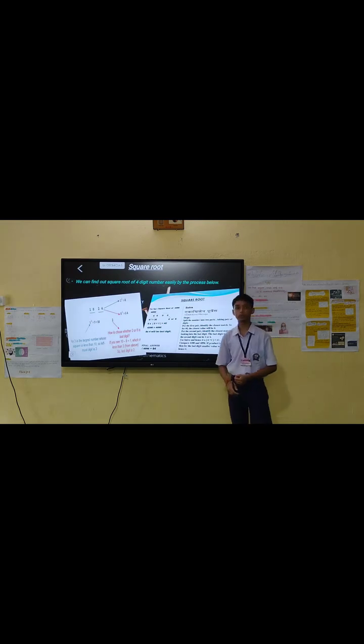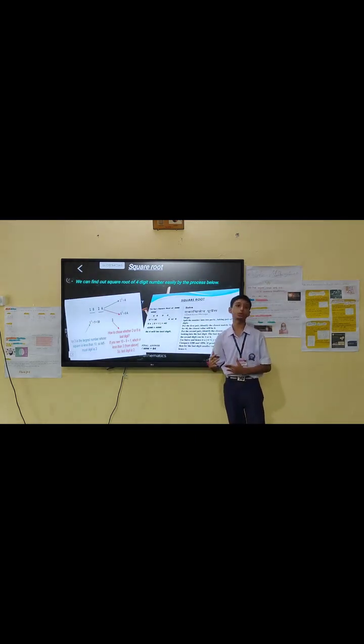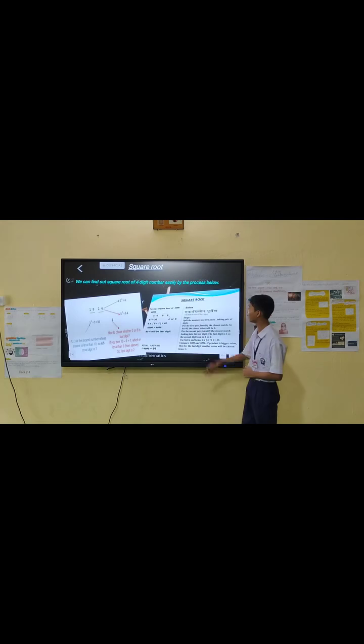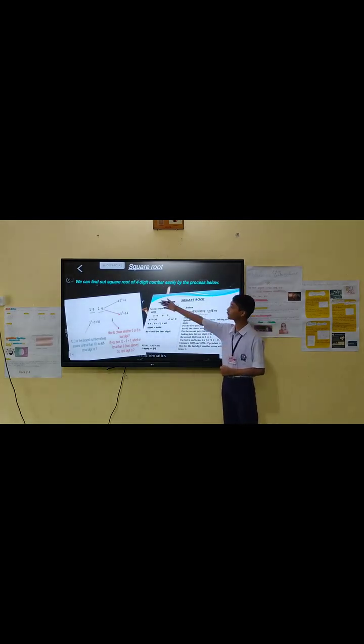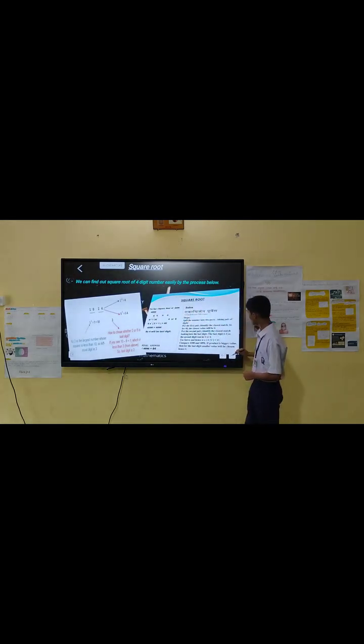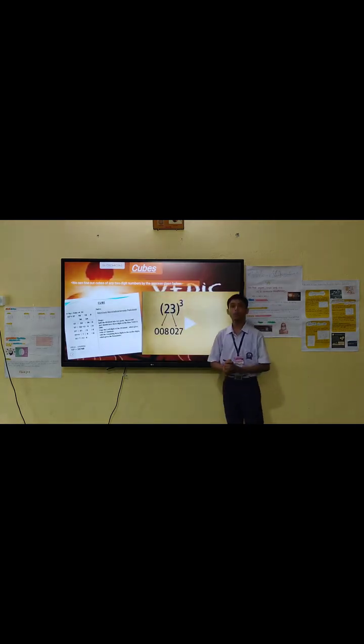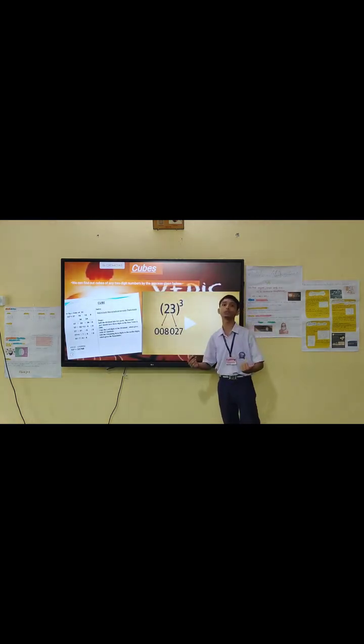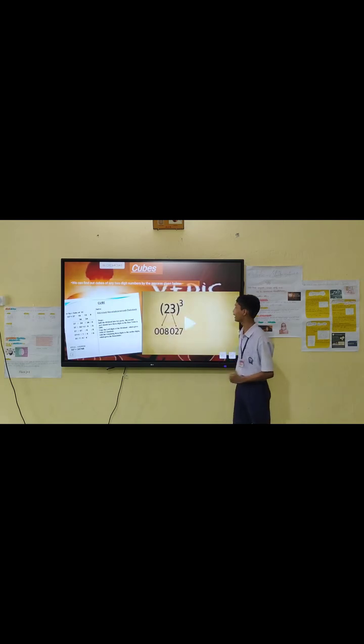Next, square root. We can easily find out the square root of any 4-digit square number by the process given below, as I have shown you some examples here. Moving to the next slide, cube. We can find out the cube of any 2-digit number by the process given below, and here is also a video.